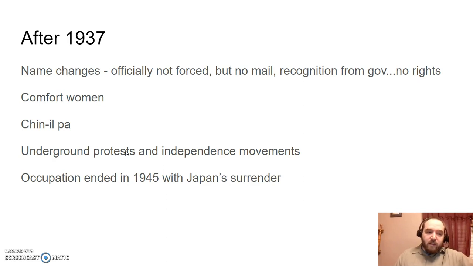And after 1937, we see a lot of women starting to disappear in Korea. They were being taken as comfort women, being sent to brothels to service the troops. And these were often very young girls that were taken, teenagers. Some of them were just pulled right off the street, never got a chance to let their parents know what was going on. They were just shipped right out.